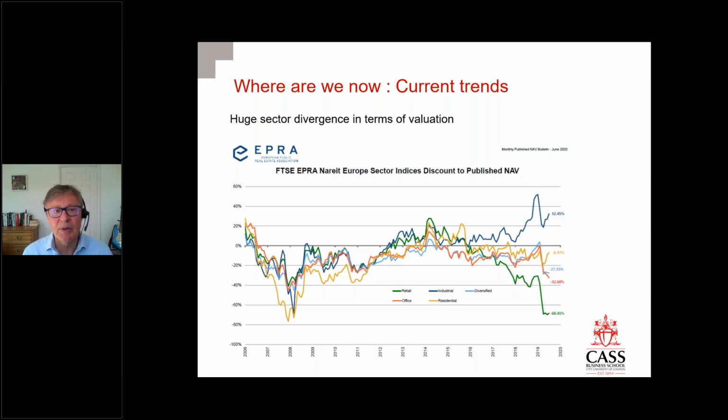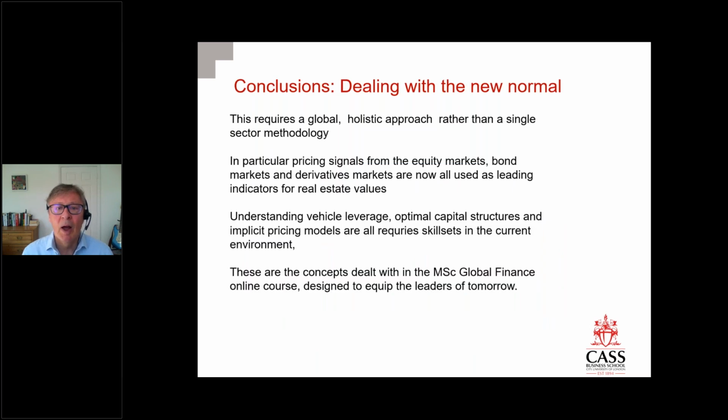So to wrap up and to summarize, what do we do now? How do we deal with all this? Well, the answer is that in terms of trying to understand the impact of rent loss through COVID-19, the difference in performance between different sectors of the market, the globalization impact, etc., what we need is a very global holistic approach rather than a single sector methodology, which is why everybody in real estate needs to understand all about the global capital markets because they're influencing pricing.